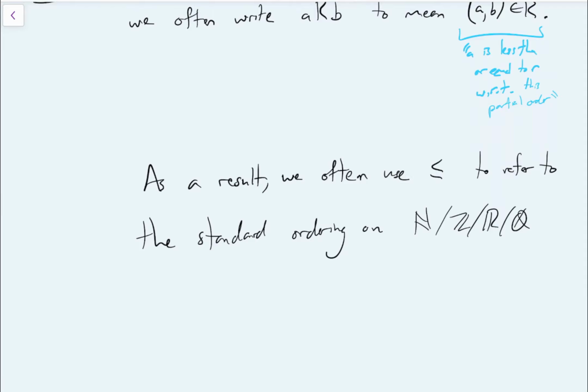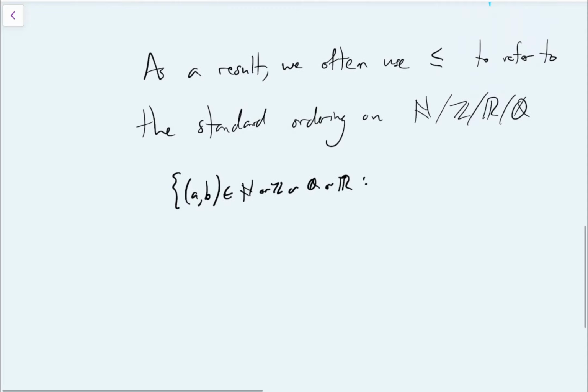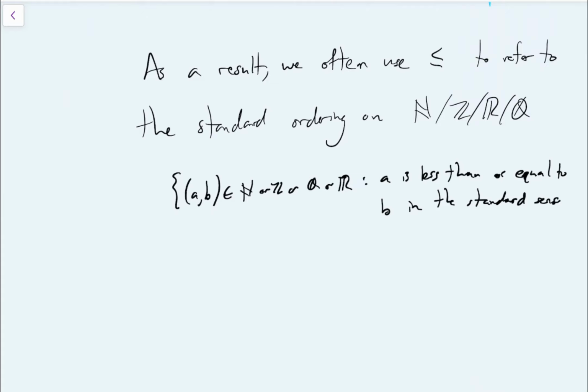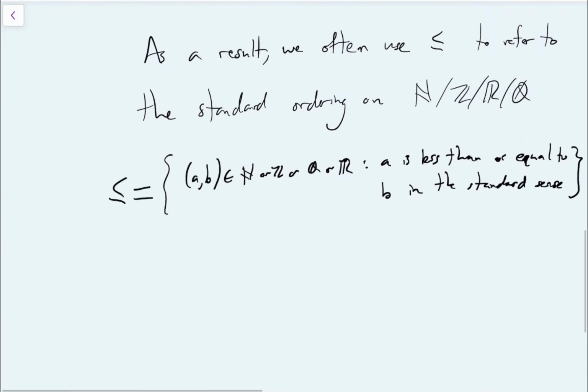So let me actually be precise about that. The standard partial ordering is the set of (a, b) in this set, N or Z or Q or R, whichever one is appropriate, such that a is less than or equal to b in the standard sense. So like our traditional notion of less than or equal to, I'm just capturing the set of all pairs (a, b) where a is less than or equal to b. And that's the standard ordering. So that's that set that we call less than or equal to.